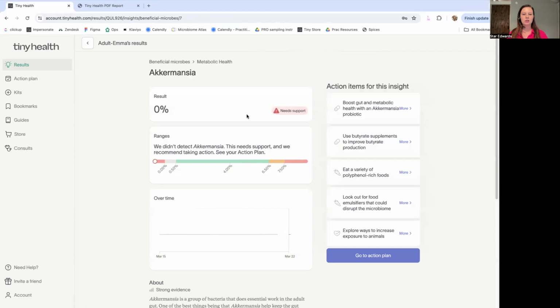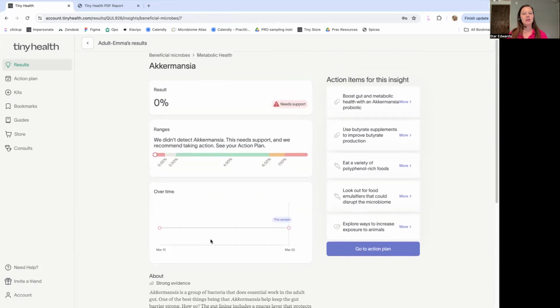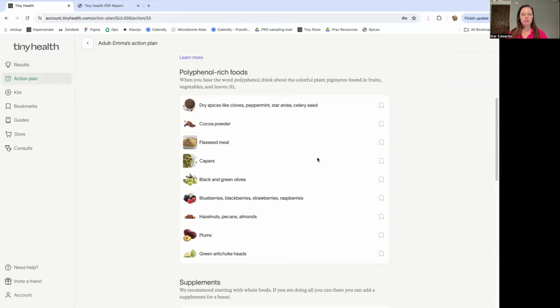And if we click in here to the red, you can read a little bit more about akkermansia, why it's important, why we are concerned that there is no akkermansia here. And then on the right, we have specific recommendations for how to increase that akkermansia, including specific foods that will help akkermansia to thrive. And if you look at the list of foods and the patient likes anything they see on here, they want to try it, they can bookmark it.